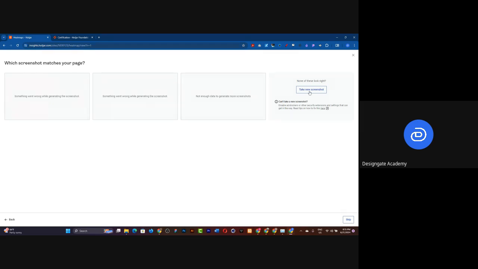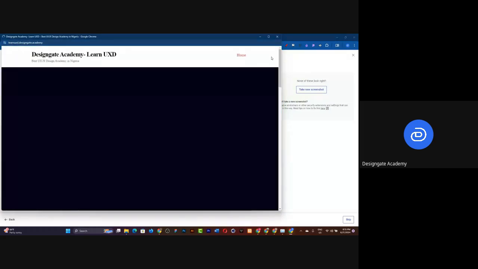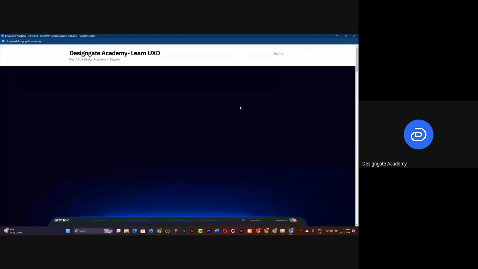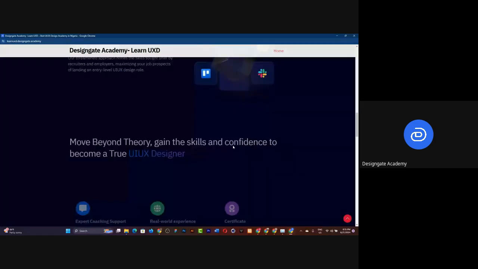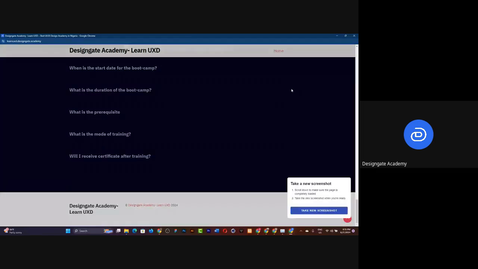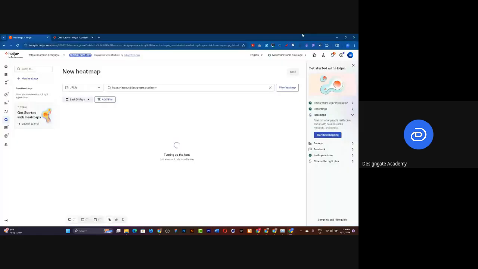I think my network is a little bit slow. Let me take a new screenshot. Let me zoom. Okay, so I want to go all the way down. Okay, take a screenshot. Good. Okay, I think the network is quite slow. That's why it's not taking the screenshot. So it's trying to load.